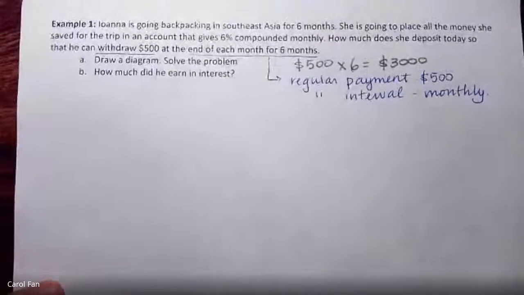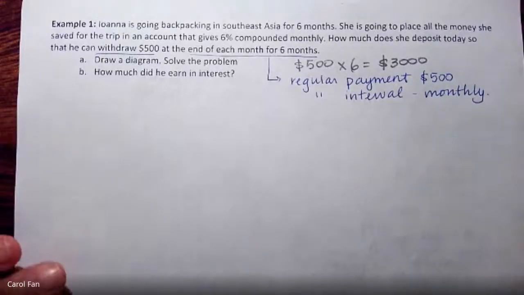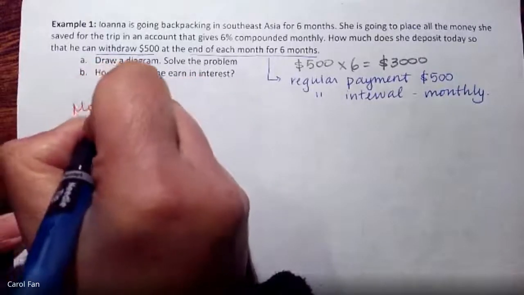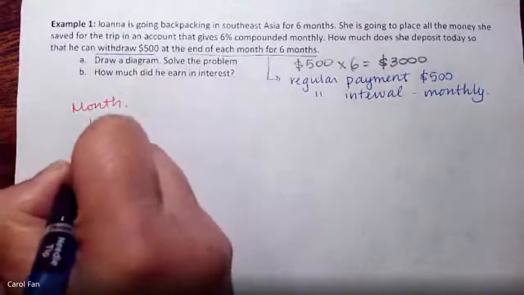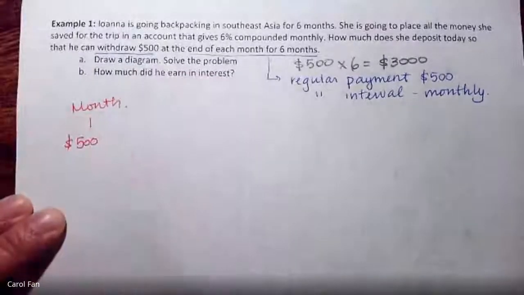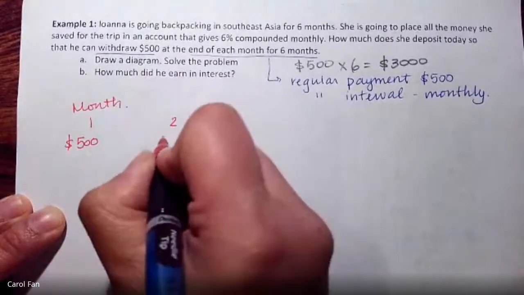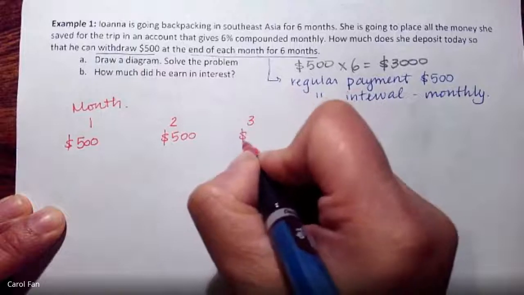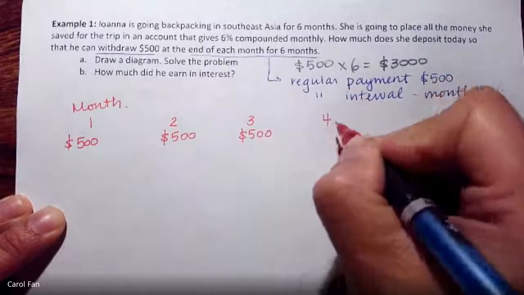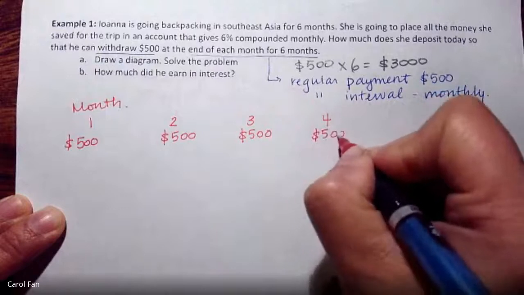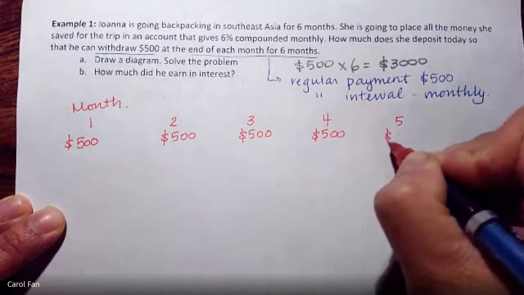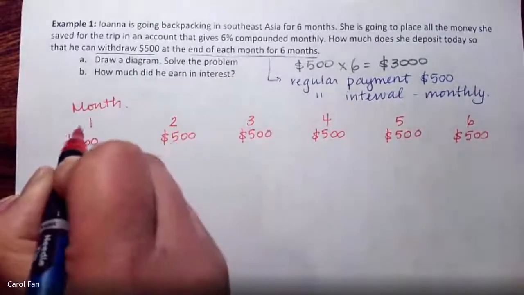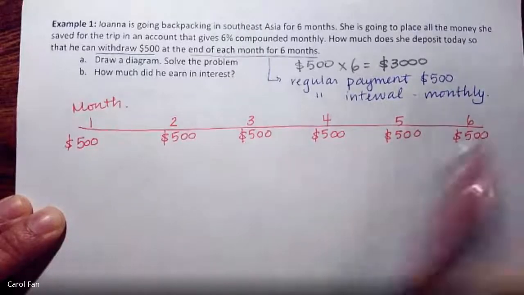I'm going to draw a diagram to illustrate this. We have our first month. Ioanna is going to withdraw $500. Month 2, Ioanna is going to withdraw $500. Month 3, $500. Month 4, $500. Month 5, $500. And month 6, also $500. I'm going to put this as a timeline.